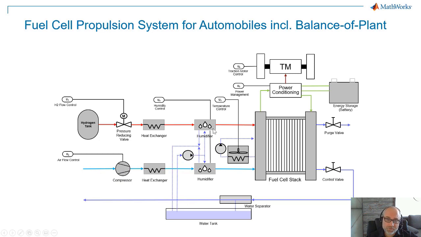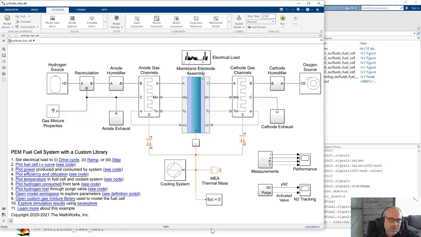We have to have humidifiers, because the membrane has to be operated with about 100% relative humidity. It should never get dry because that will cause trouble. Then we also have to consider the load. This can be a power converter for driving an electric motor here. Also a battery system, which can be a backup for the fuel cell. Here you can see the model.